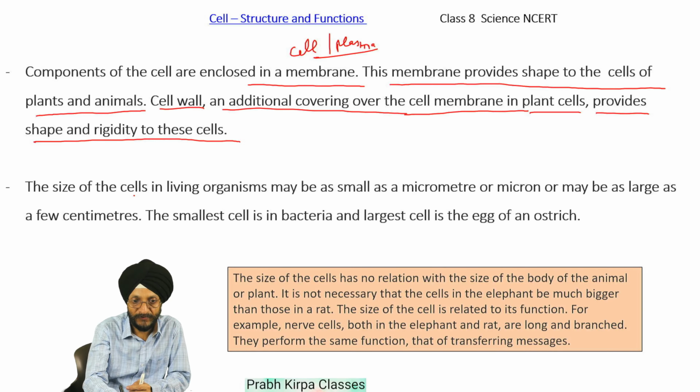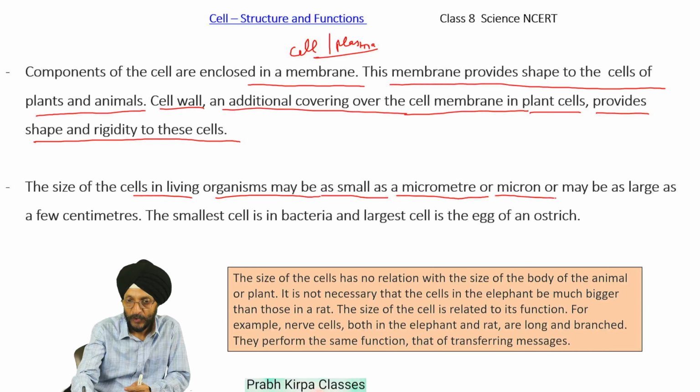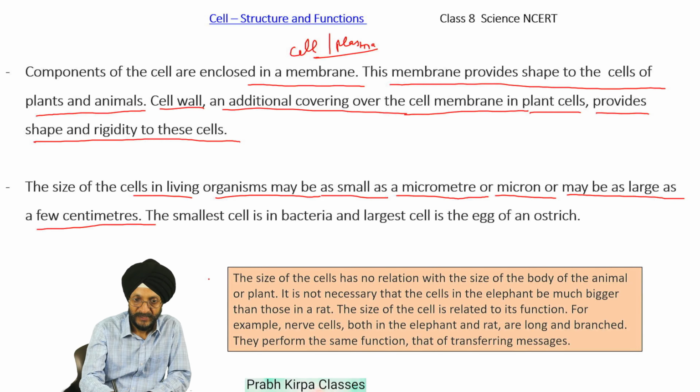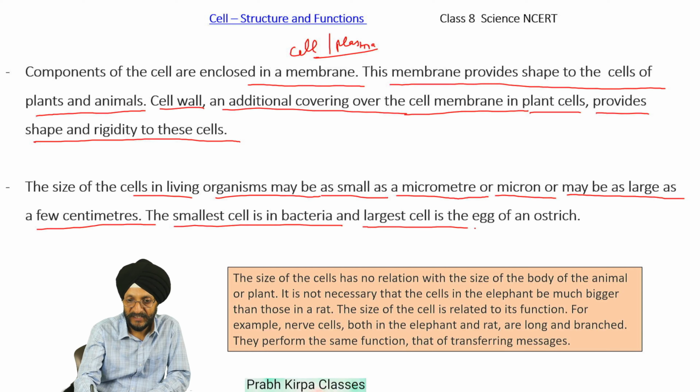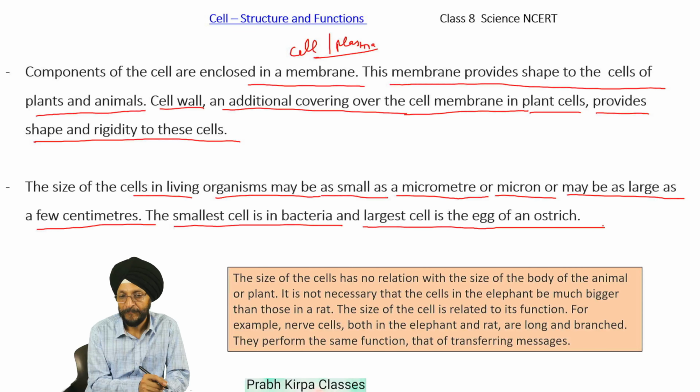The size of the cells in living organisms may be as small as a micrometer or micron, or may be as large as a few centimeters. The smallest cell is in bacteria, and the largest cell is the egg of an ostrich.